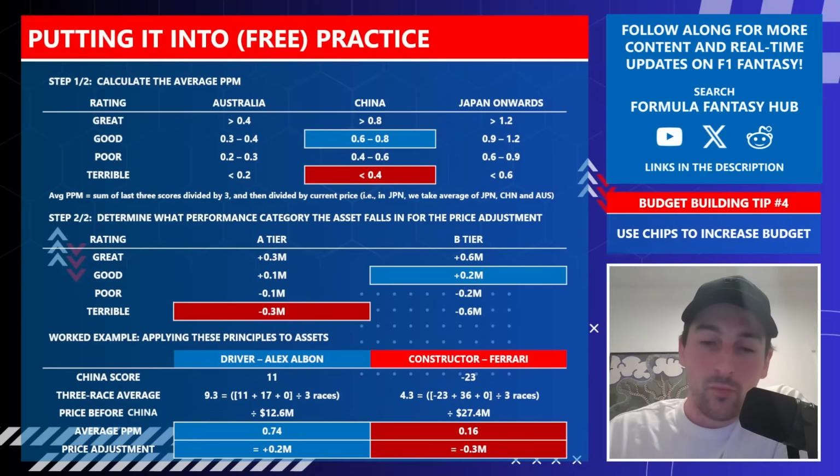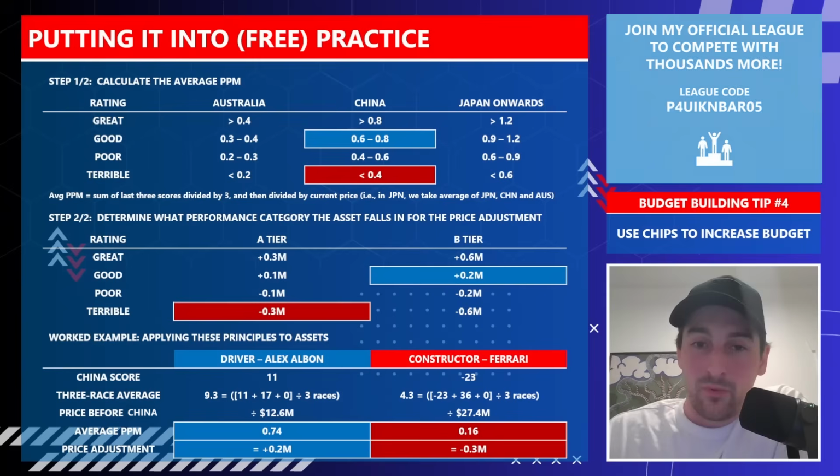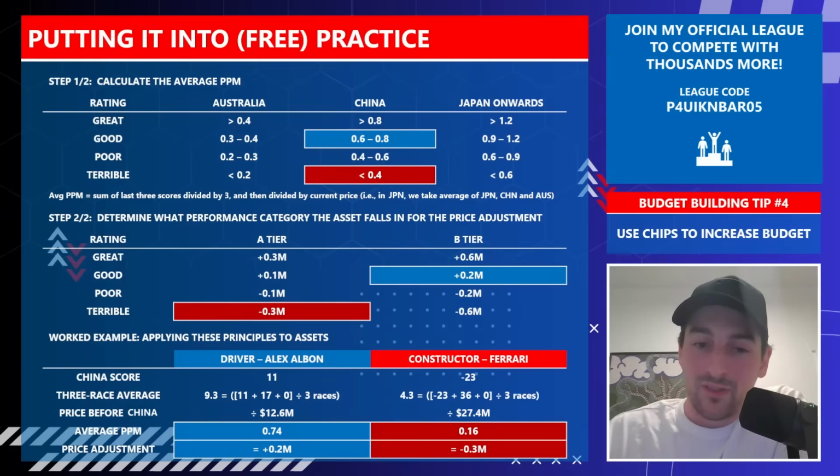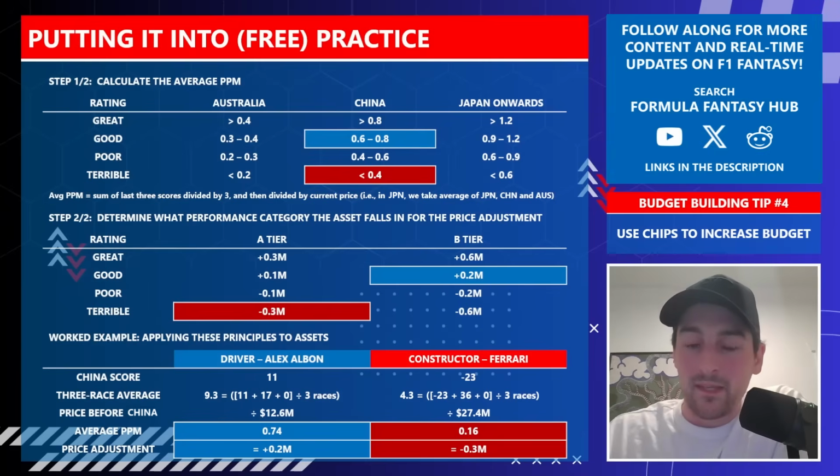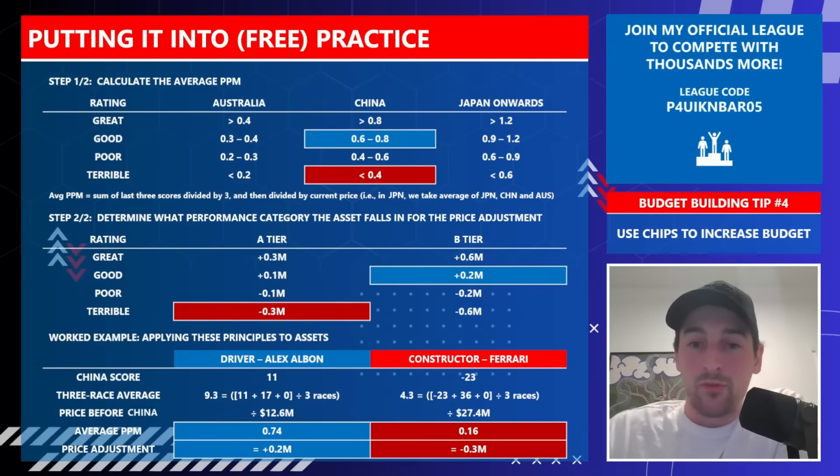You can see that 0.74 for Alex Albon fits into the good classification in the first table of step 1, between 0.6 and 0.8. So that's where the 0.74 slots in. And then taking that good categorization for Alex Albon, apply it to the good benchmark for a B tier asset, which is what he is. He's under 19 million. And that's where you get the $0.2 million price increase. So that's Alex Albon's example.